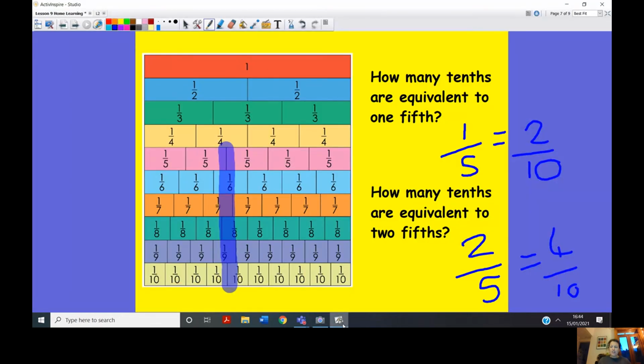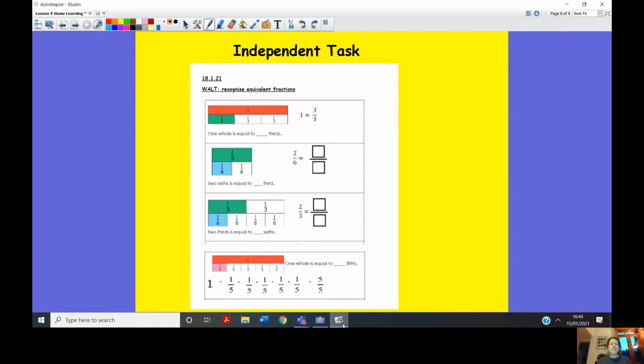Okay, so it's now time for your independent task. Very similar to what we did on Friday, but you're going to be looking at thirds and sixths and fifths and tenths. So that is your independent task. That is a challenge as usual.